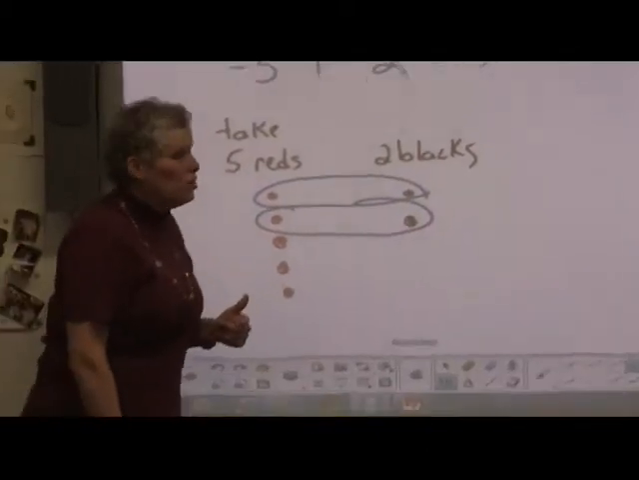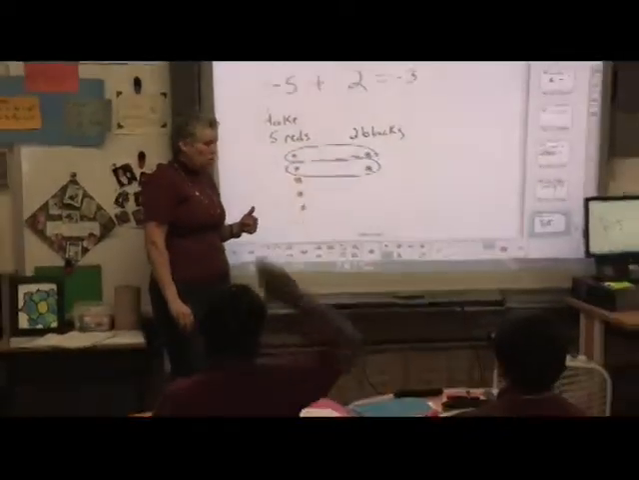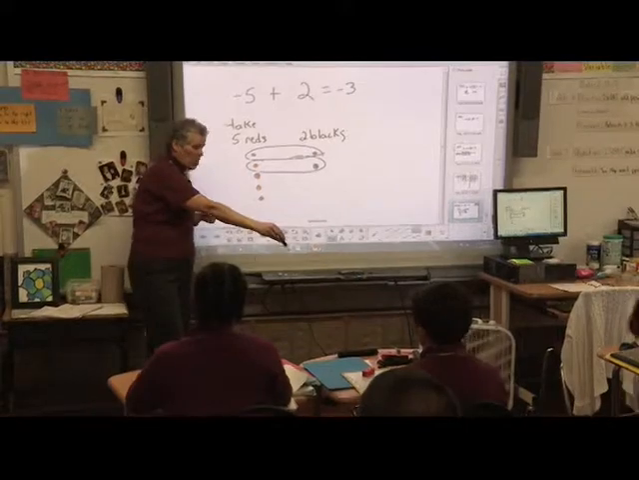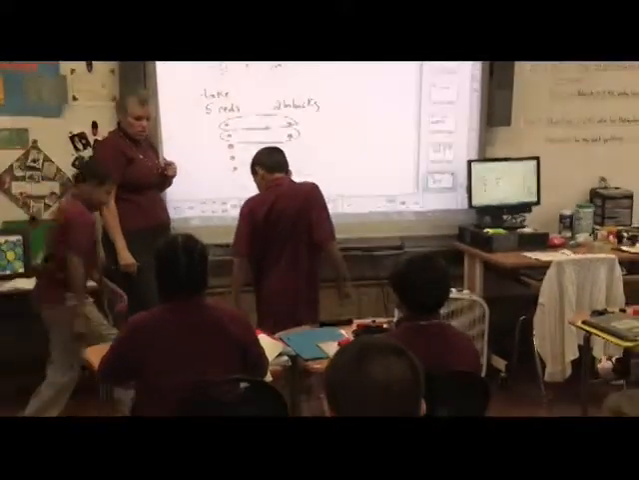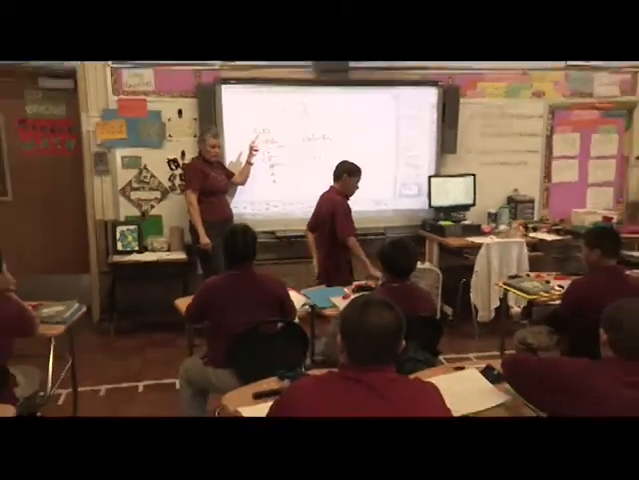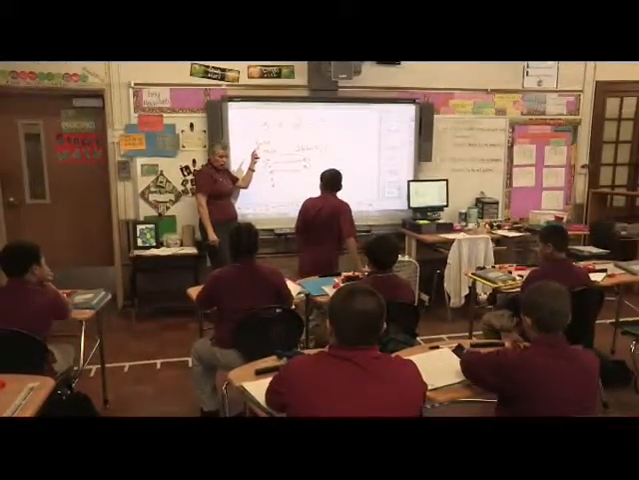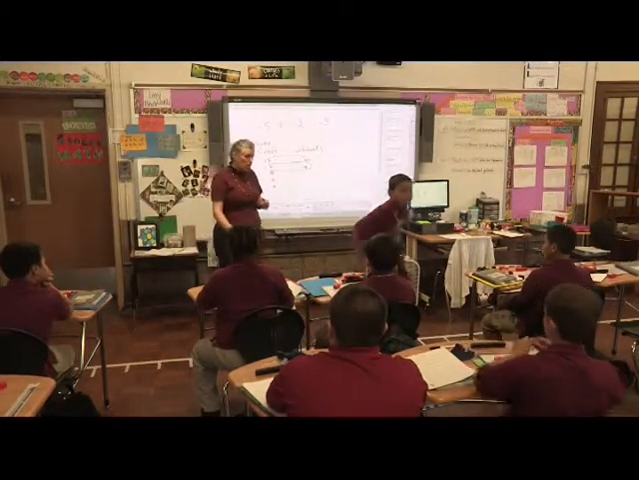Someone want to come up here and do it on the number line? Angel? So I'm going to start at 0. I'm going to go backwards 5. And now I'm going to go forward 2 times. And you're going to end up at, what are you going to end up at? -3.